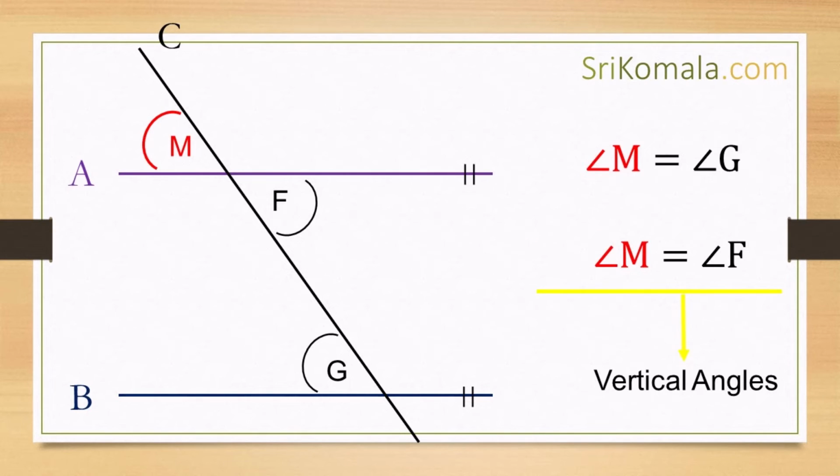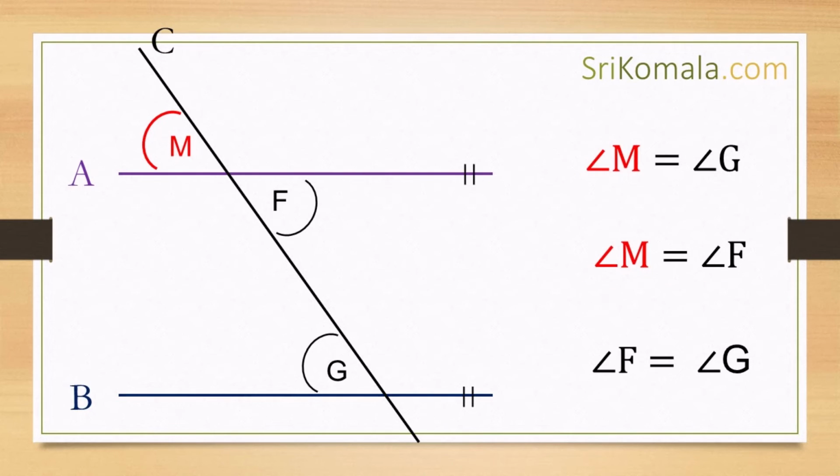Next, we find that angle M and angle F are also equal. This is because they are actually vertical angles. Then, we get the second equation. From the first and the second equations, we find that angle F is equal to angle G. Herewith, we find that the theorem has been proven.